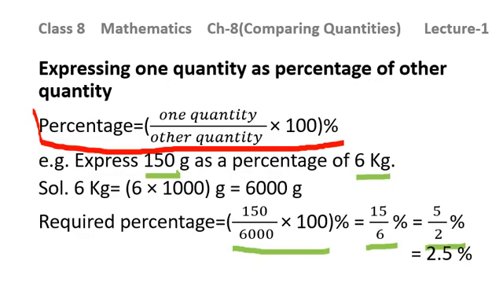First of all, we need to convert or make the units the same. So 6 kilograms is converted into grams. It will be 6 into 1000 grams, that is 6000 grams. Then the required ratio will be 150 over 6000 into 100%. That will give you 15 over 6%, that is equal to 5/2%, and then 2.5%. I hope it is clear how to express one quantity as a percentage of another quantity.